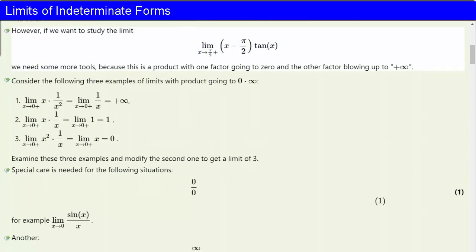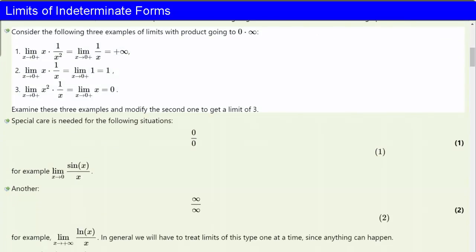However, if we wanted to study the limit of the product of x minus pi over 2 and tan x, as x goes to pi over 2 from the right, we need some more tools, because this is a product with one factor going to 0 and the other factor blowing up to plus infinity. To be certain that you understand that we need to be very careful about such limits, just consider the following three limits, which are very simple examples of a product going to 0 times infinity.